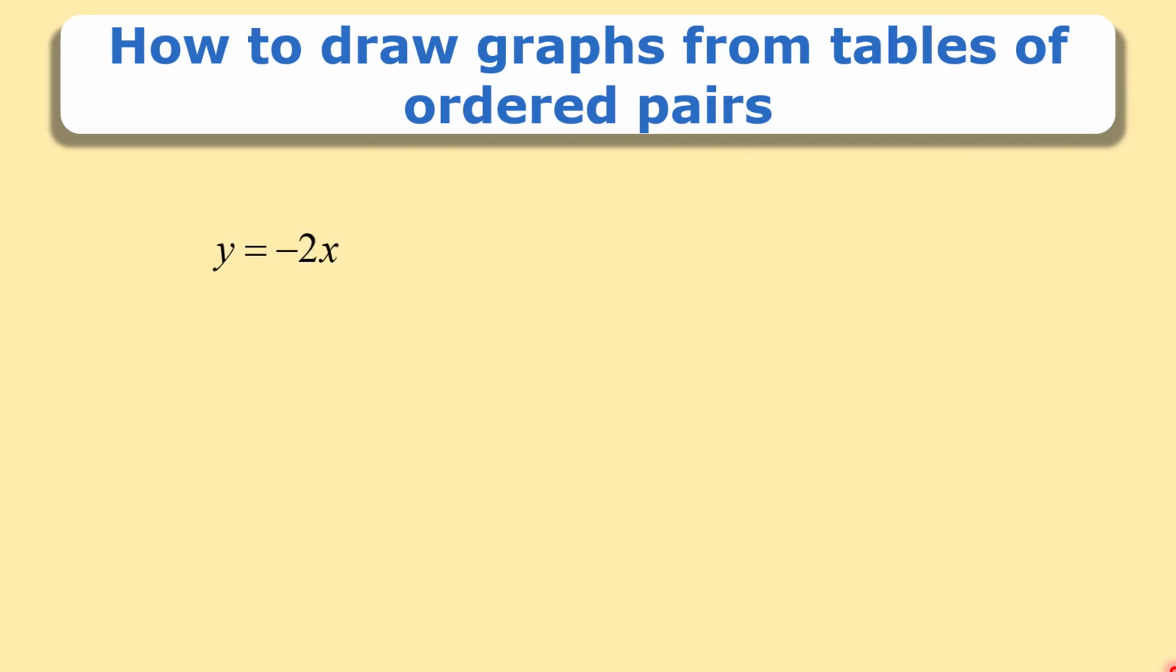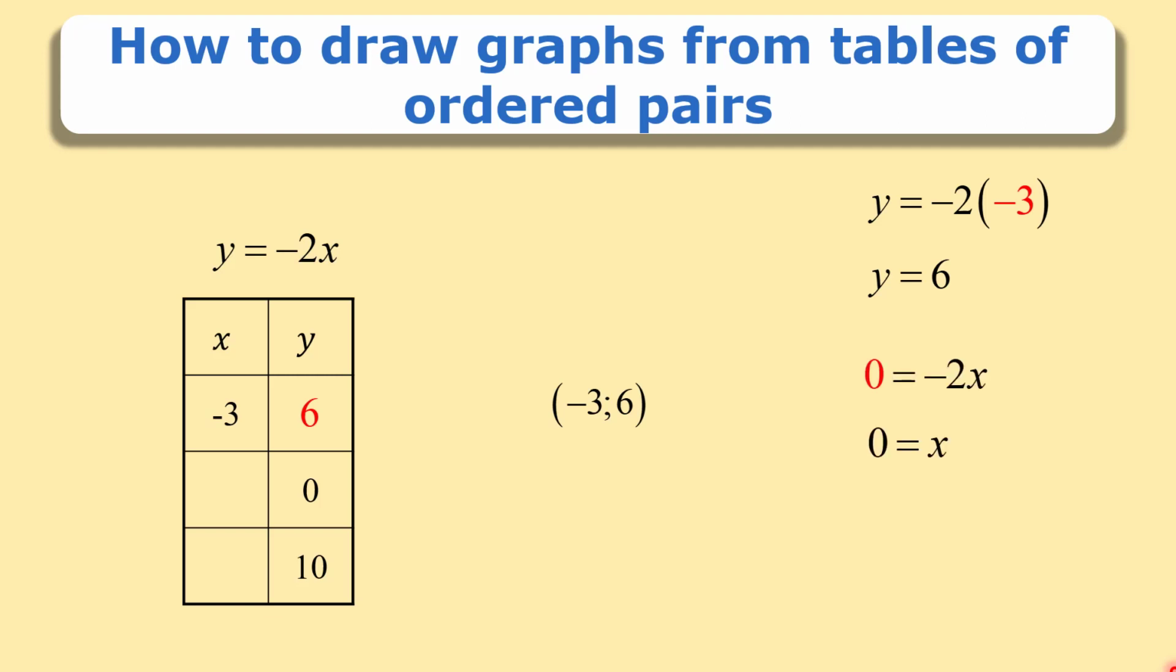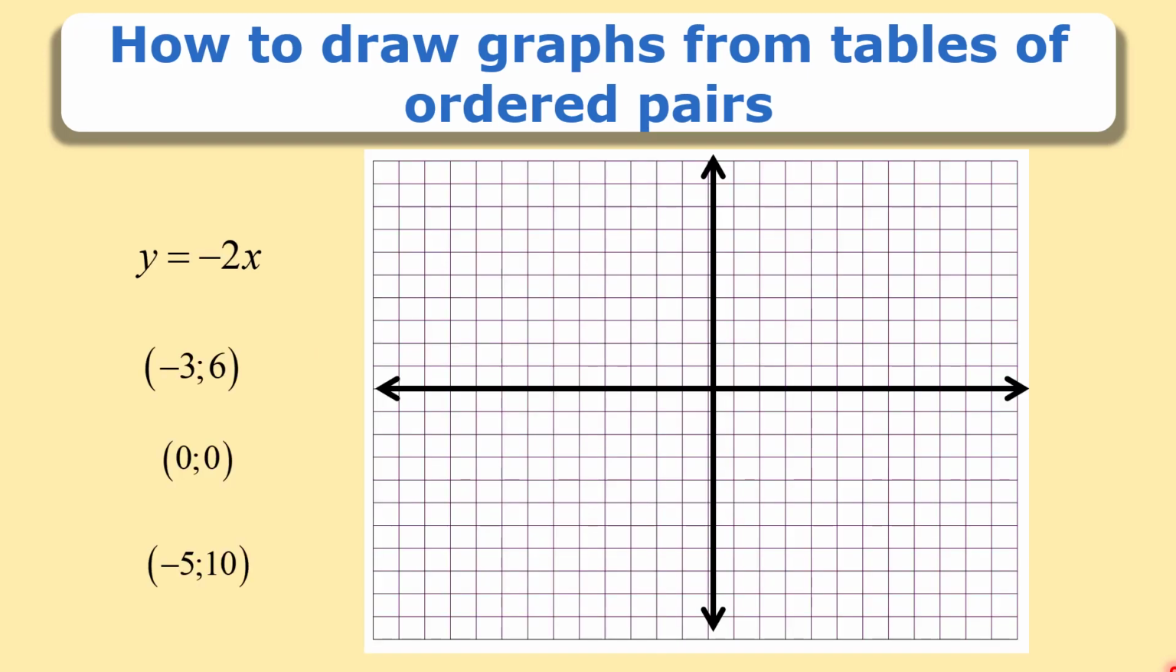Y is -2x. If x is -3, we have to find y. Y is 6. So -3, 6 will be our coordinates. If y is 0, x is 0. If y is 10, x is -5. We have our 3 points. Let's plot the points: -3, 6, 0, 0, and x is -5, y is 10.